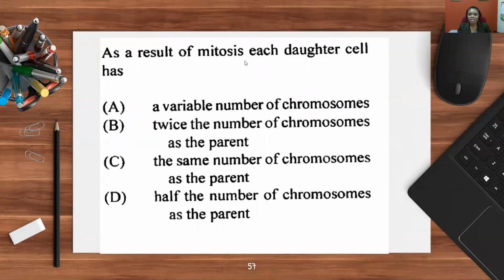As a result of mitosis, each daughter cell has: A, a variable number of chromosomes, B, twice the number of chromosomes as the parent, C, the same number of chromosomes as the parent, D, half the number of chromosomes as the parent. So mitosis, and we're looking at the daughter cell. It can't be variable, right? Because in mitosis, you're going to produce identical daughter cells. Twice the number of chromosomes? It must be a clone of the parent, so it must be identical to the parent and to each other. The same number of chromosomes as the parent, yes. Half the number of chromosomes, no. So C is the correct answer.